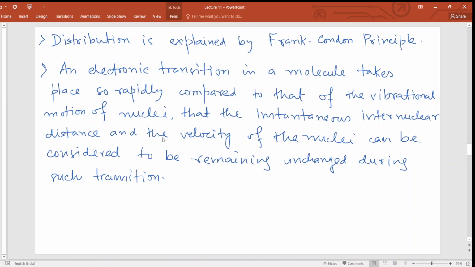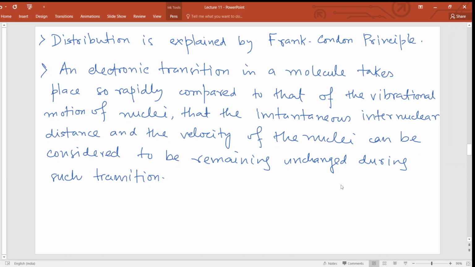So let us look at what it says. An electronic transition in a molecule takes place so rapidly compared to the vibrational motion of the nuclei that the instantaneous internuclear distance and the velocity of the nuclei can be considered to remain unchanged during such transitions. Let us look at this in a little more detail.